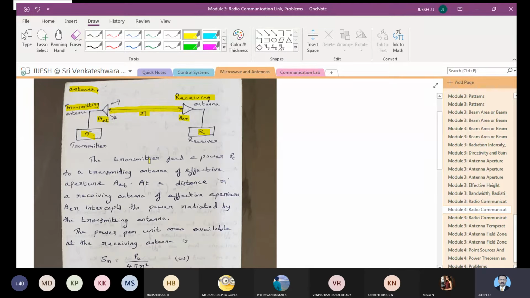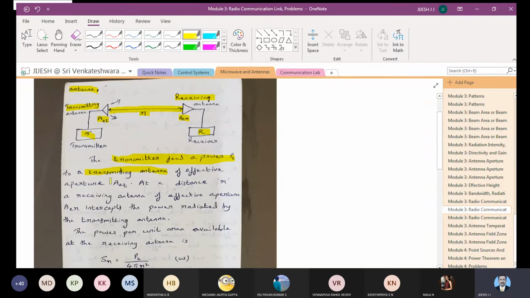So now we are here to find the equations for the transmitted power, received power, and so on. Let us see those things further. The transmitter will feed a power PT. All of you know that the transmitter is the one which feeds power to the transmitting antenna of effective aperture AET.